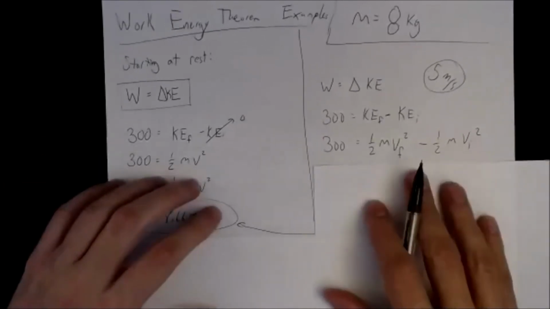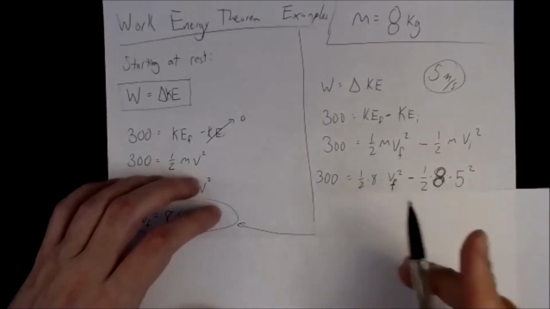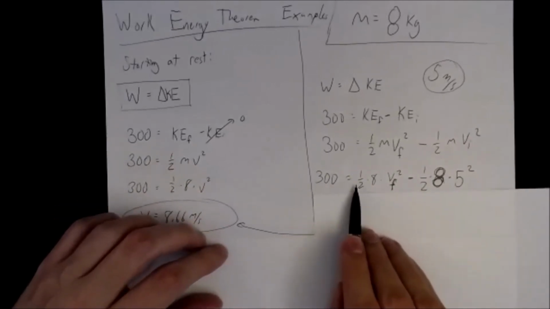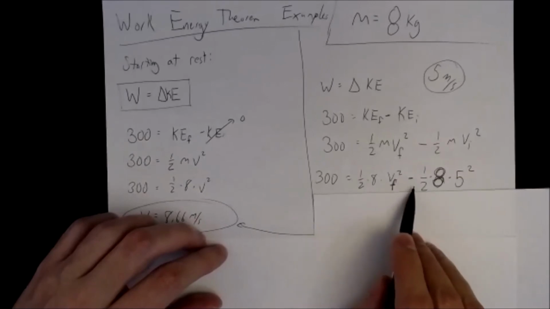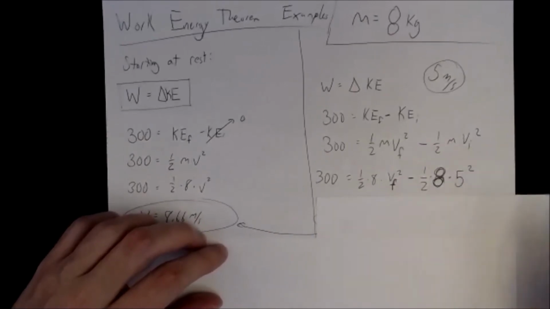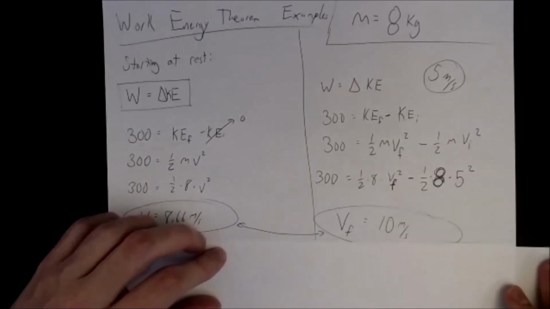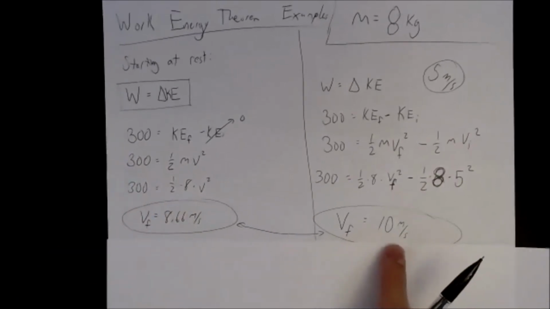Usually I don't see a need to do that. You can plug in what you know. 300 is equal to 1/2 times 8 times v final squared minus 1/2 times 8 times 5 squared. And you find that the final velocity is going to equal 10 meters per second.